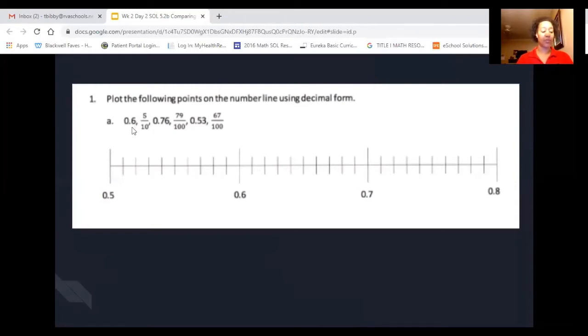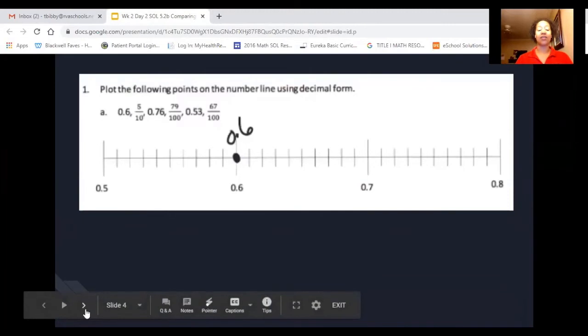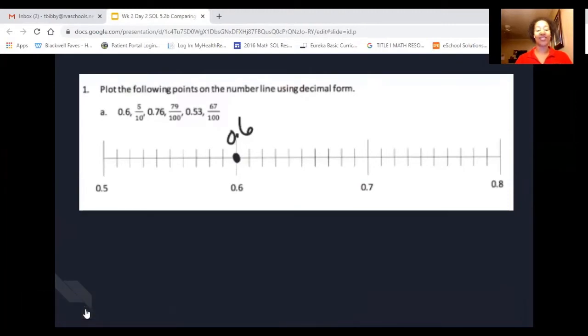Beginning with the first number, we can easily label 6/10. It's shown right there under the number line. That one was easy. We put a dot on the number line to show 6/10. And we also wrote 6/10.